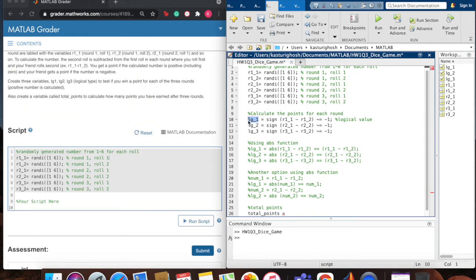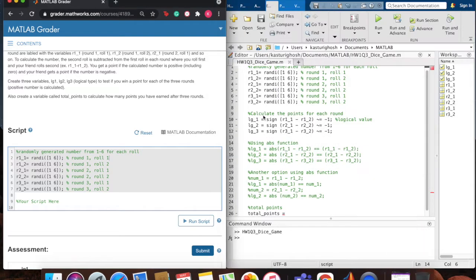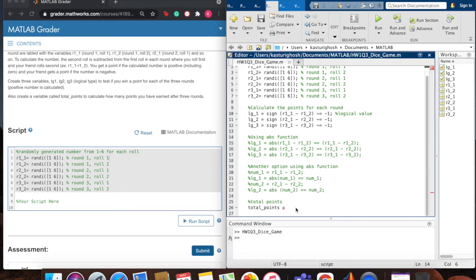All right, so these values, the LG1, LG2, LG3, tell me how many points I'm getting. So if I get a point, the value is going to be 1. And if I don't get a point, the logical value is going to be 0. Because in each round, irrespective of how much the difference is, you can score only 1 point, right? The number is just used to determine if you are winning or your friend is winning. So since I can only gain 1 point per round, I can use these logical values to calculate my total points. And how would I do that? I would add all 3 of these logical values. I would say LG1 plus LG2 plus LG3.